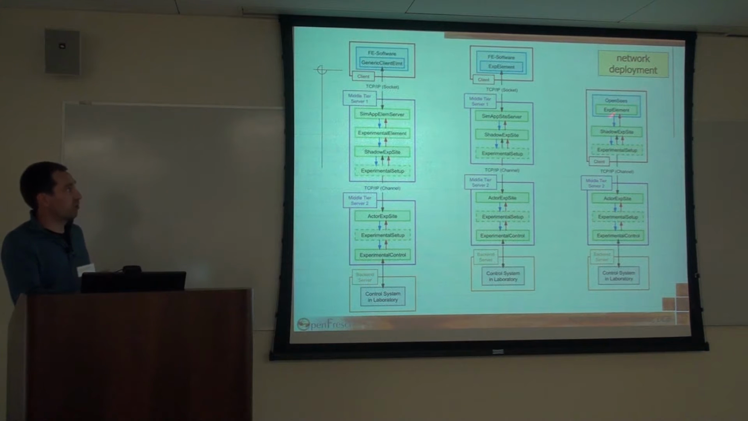Then for the network deployment, if we want to do a distributed test, we can do the same thing. The left column is using the generic client element, the middle one is using the experimental element, and that's OpenSees on the very right. And so here now we split it up.